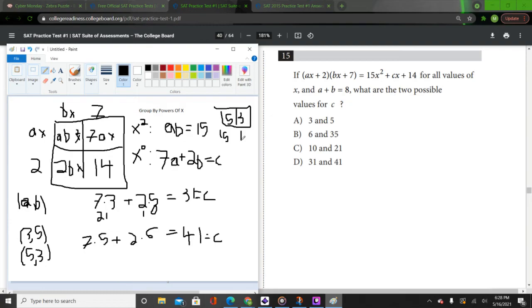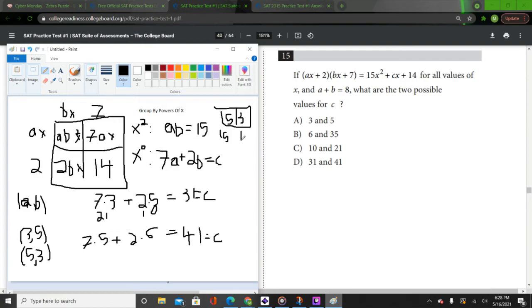Furthermore, we're neglecting -5 and -3 and -15 and -1. And those are all the possible integer values. So what I'm trying to say is it's not two possible values for C. That's blatantly incorrect. That is hideous. That is awful. Oh my, that's atrocious.